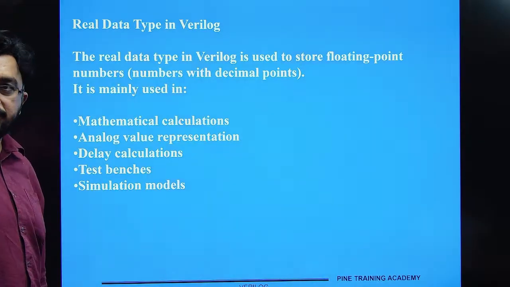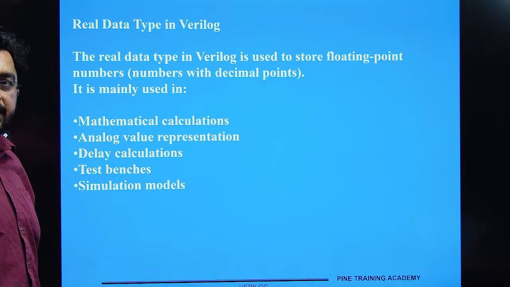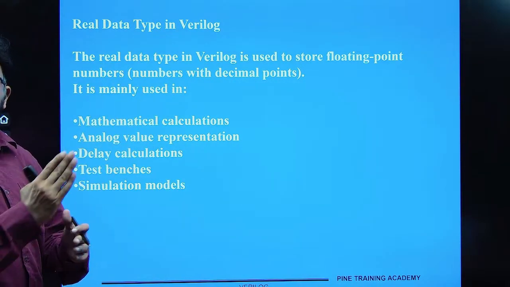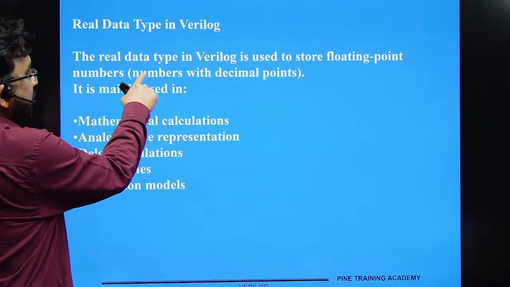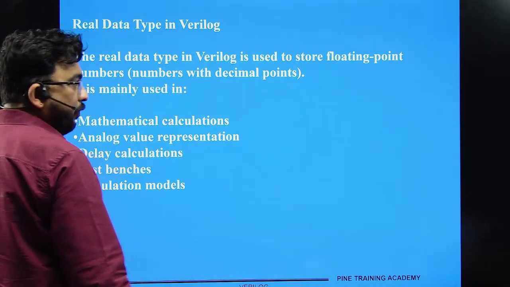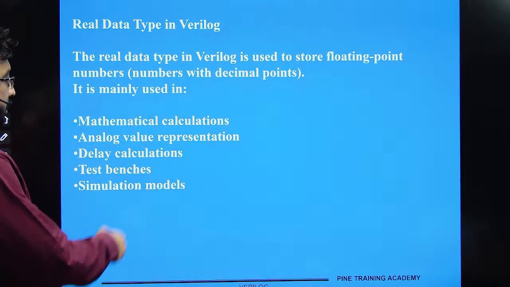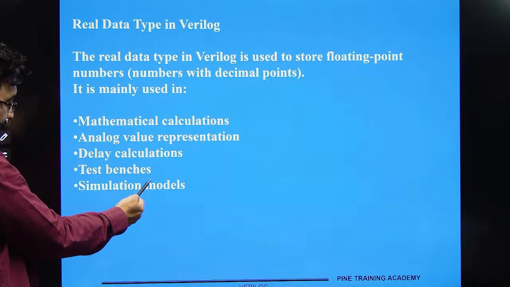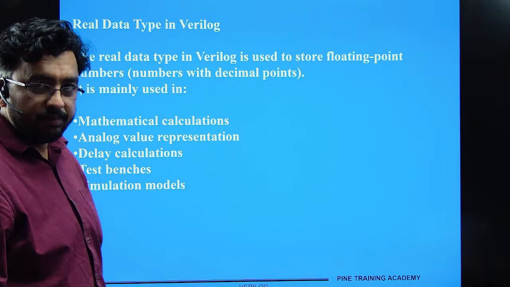Now, real data types in Verilog. Again, what is a data type? Data types store some information. Now, information is stored in two ways: one is connectivity, and one is in the form of storage. So the real data type in Verilog is used to store floating point numbers. What is floating point? A number with a decimal point. It is mainly used in mathematical calculation, analog value representation, delay calculation, test bench, and simulation model. So ultimately, it is used for simulation purposes only.